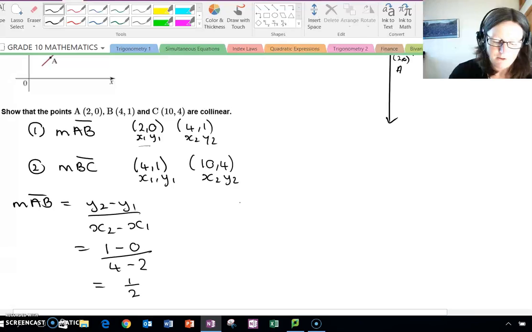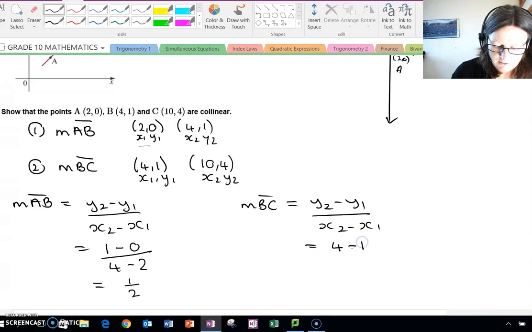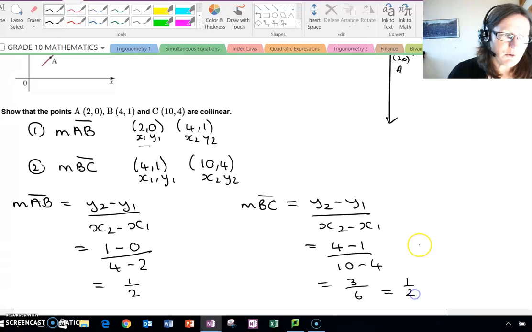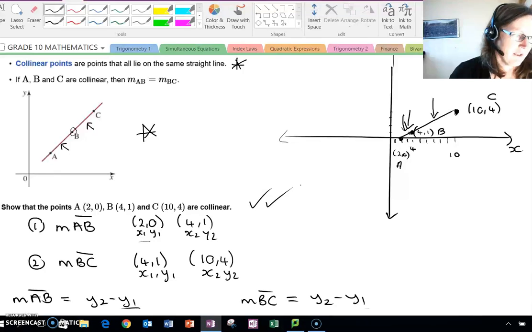Let's find the gradient of the section B to C. Same formula, gradient formula, substituting in. So 4 subtract 1 over 10 subtract 4, which is 3 over 6, which is a half. So the gradients are the same. They share a common point, B. So we have shown that those 3 points are collinear. In other words, they all lie on the same straight line.